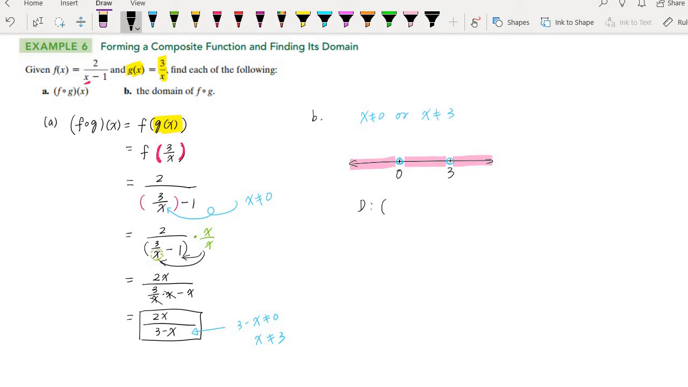The domain is from negative infinity to 0. We exclude 0, that's why we use the parenthesis. Anytime we have something like this, we use the symbol for union, or, and then from 0 to 3, and again another union, from 3 to positive infinity. That is how we write the domain. Think of this as 3 intervals, that's why you have 3 pieces right here. That is how we do this example 6.